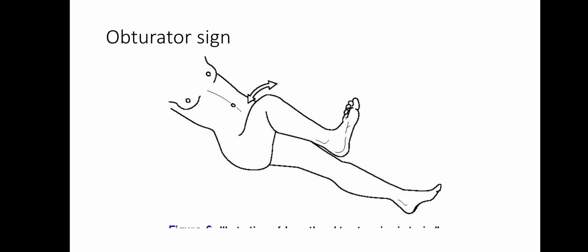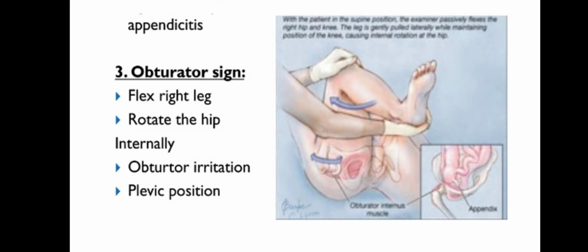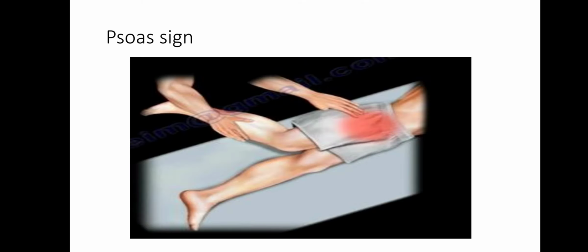Obturator sign: pain with internal rotation of the hip suggests pelvic appendix. Iliopsoas sign: pain with flexion of the hip suggests retrocecal appendix. In addition, pain with rectal or cervical examinations is also suggestive of pelvic appendicitis.